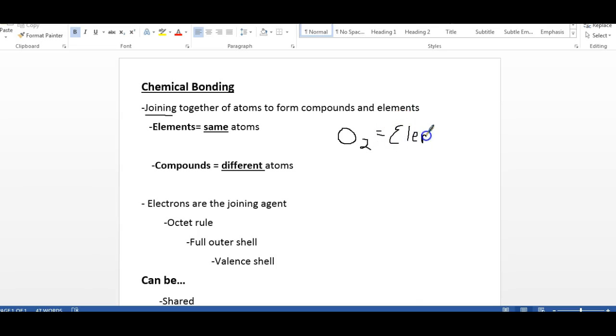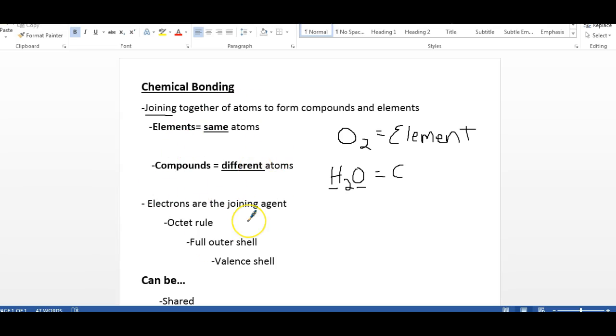So let me write that. And then the compounds are the different atoms. An example that we always talk about is H2O. These are joined through chemical bonding, but they have different atoms. So we have a hydrogen and an oxygen. That is going to be a compound. I'm just going to put a C. So the main difference is the elements have the same atoms and compounds have different.